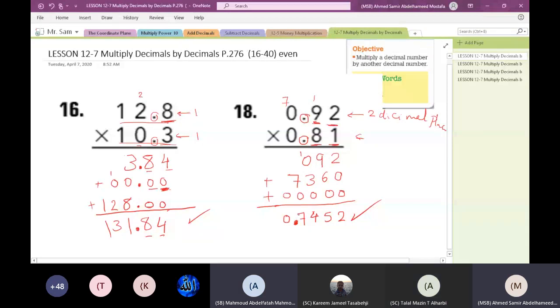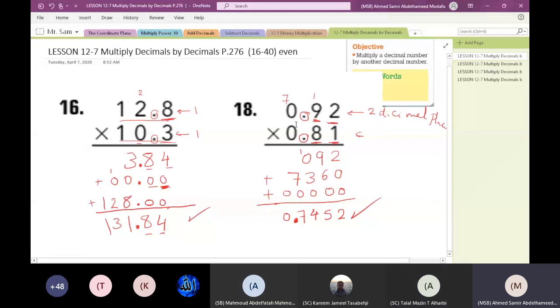Mister, why do we put the decimal point after four digits? We have two digits in the first number and two digits in the second number, yes? Add them together. So two plus two is four. Okay? We'll see about other questions.